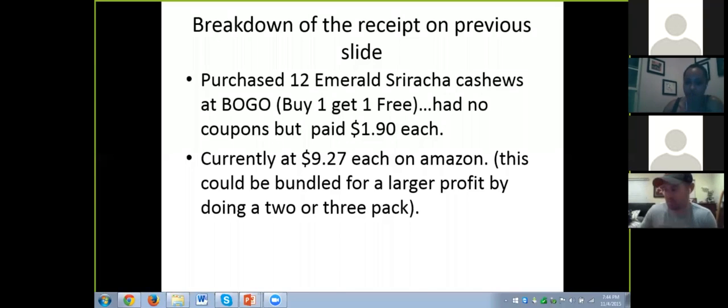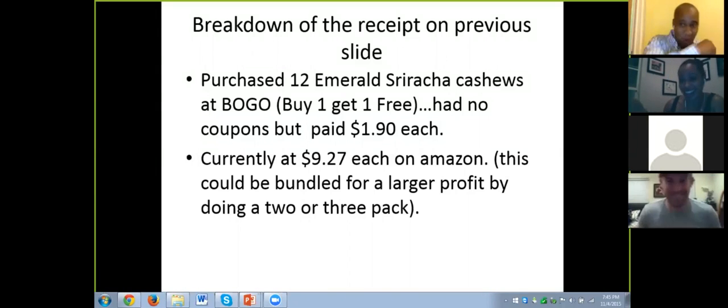I like this. This is an actual product, guys. Anything nuts, cashew, sriracha, whatever it's called, it's great. Woo! So there you go.